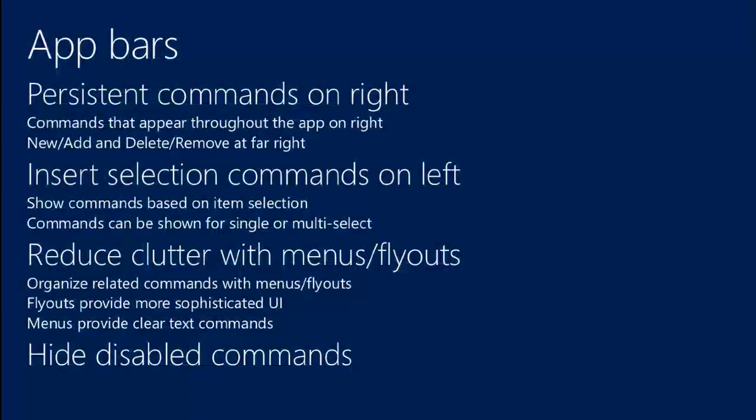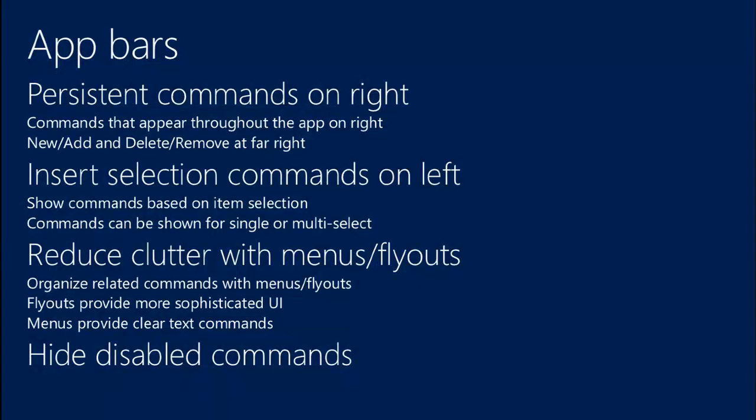Okay, so that's navigation. Let's talk about app bars. I think there's some confusion on app bars. I think they did a pretty good job of writing it up in the design guidelines, but still there's some confusion over what goes where on the app bars. And the guidance says that persistent commands go on the right. So things that appear throughout the app that are not specific to the particular item you're looking at go on the right. So things like new, add, delete, remove go on the far right.